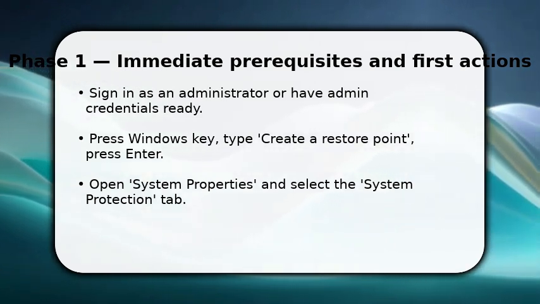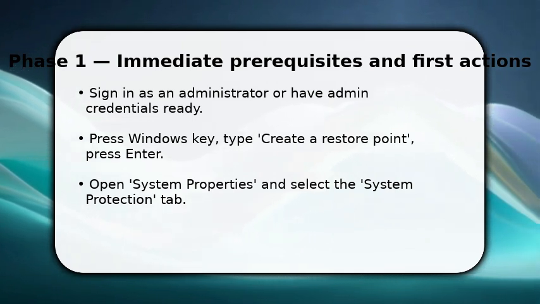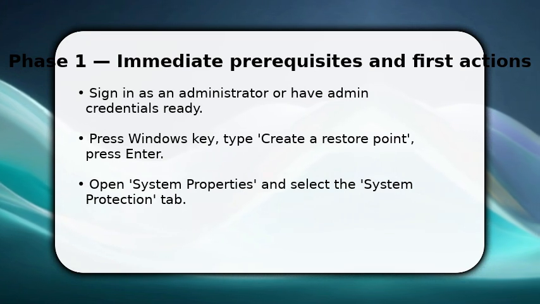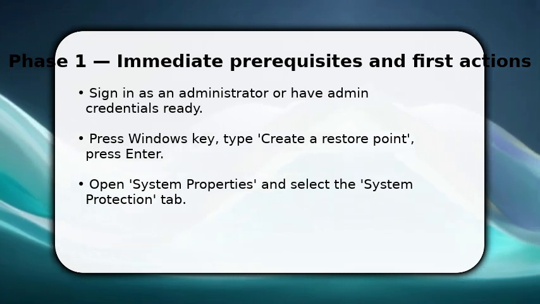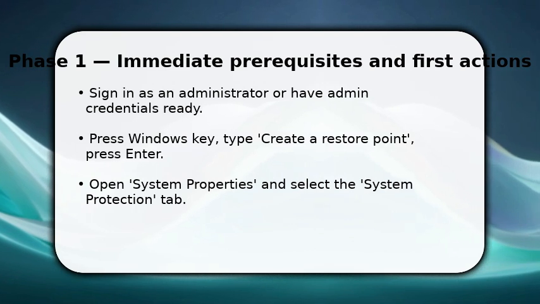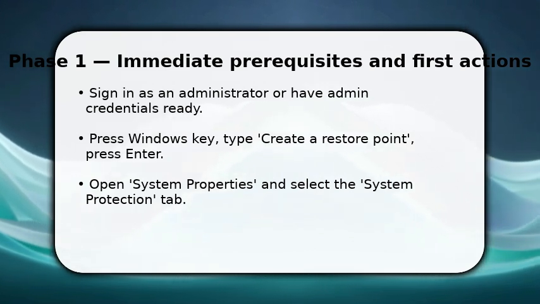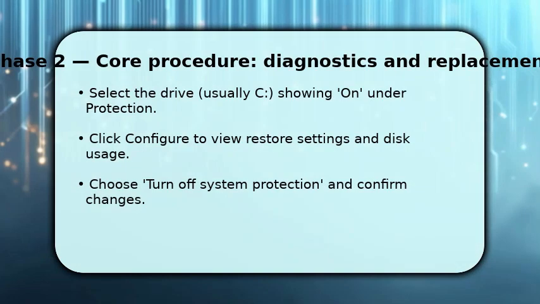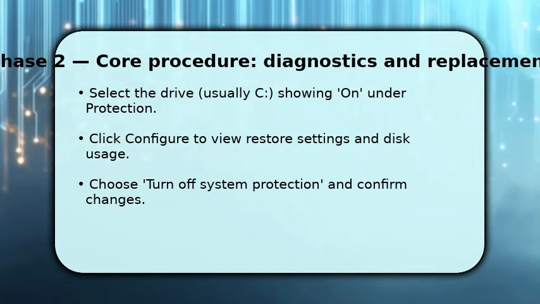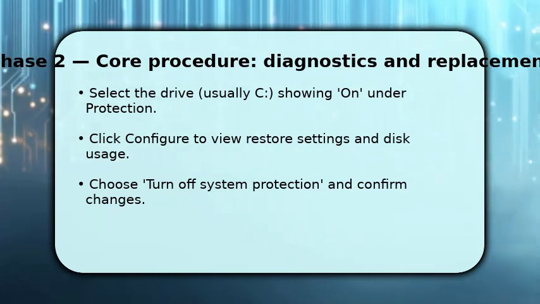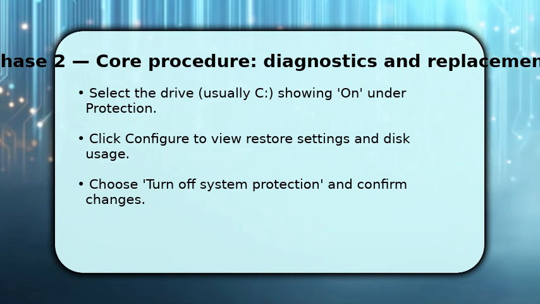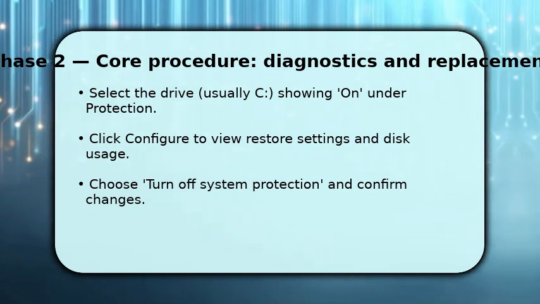You're starting the direct path to disable restore points, not tweaking settings elsewhere. If a prompt appears, consent to User Account Control. This confirms you can change protection settings and prevents accidental lockouts. Select the system drive, usually C, and click Configure. This displays current disk usage for restore points and the actual toggle to disable protection.